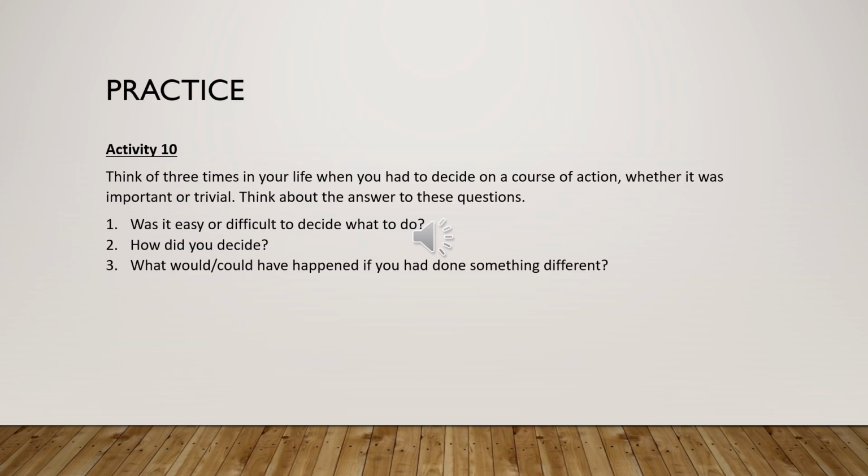Now we have activity 10 to practice too. Think of 3 times in your life when you had to decide on a course of action, whether it was important or trivial. Think about the answers to these questions. Was it easy or difficult to decide what to do? How did you decide? What could have happened if you had done something different? So learners have to practice again production and writing skills.